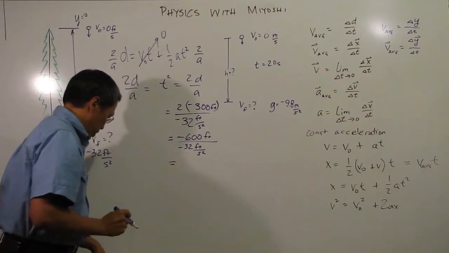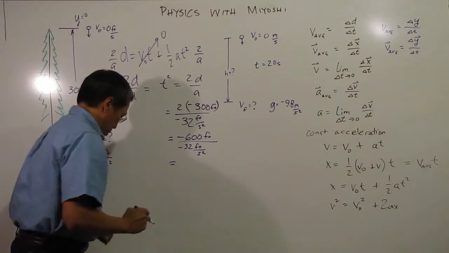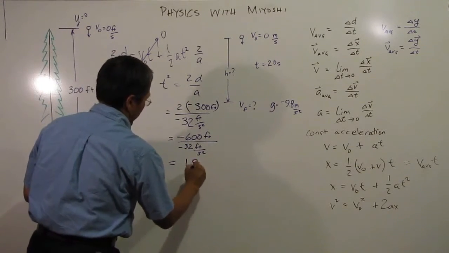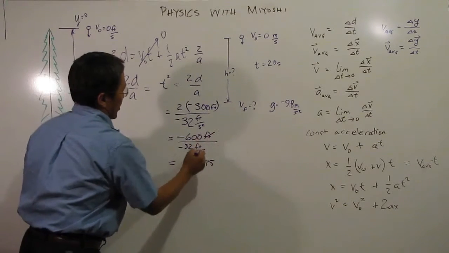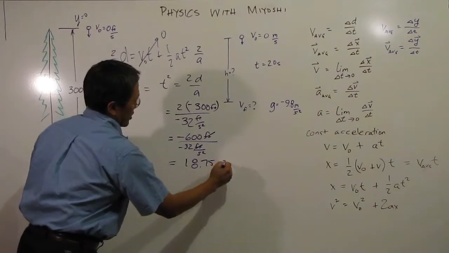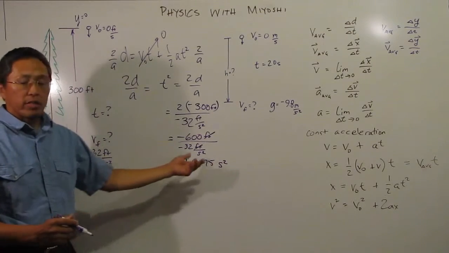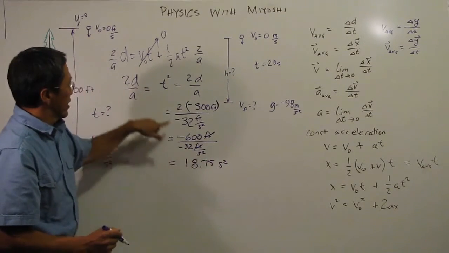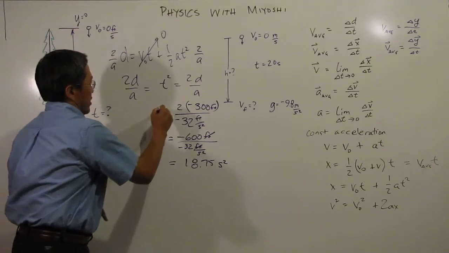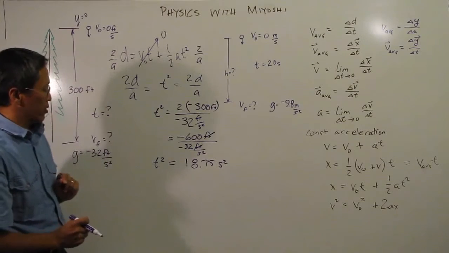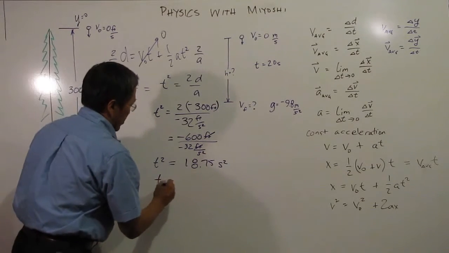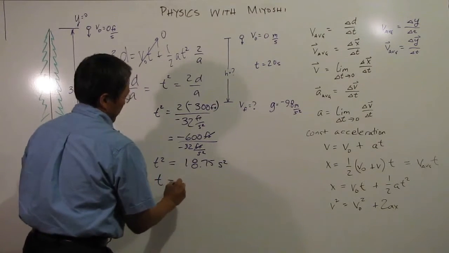And when we do that division, we end up getting 18.75. The feet are going to go away. The second squared is going to come on top. Notice that we can now remember that this is still t squared. And we can see by our units that we still have one more step because we want to find t. So t is the square root of that guy.